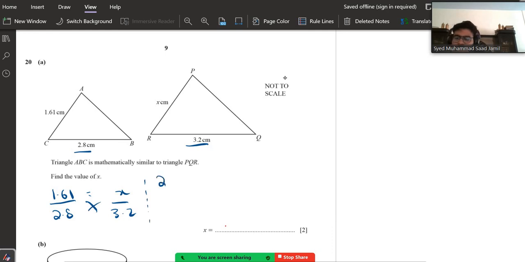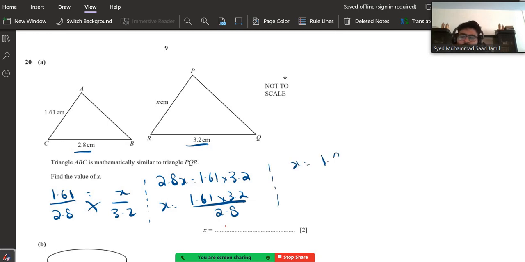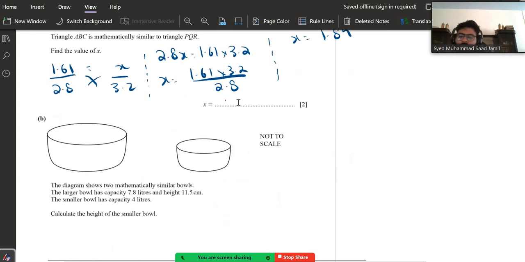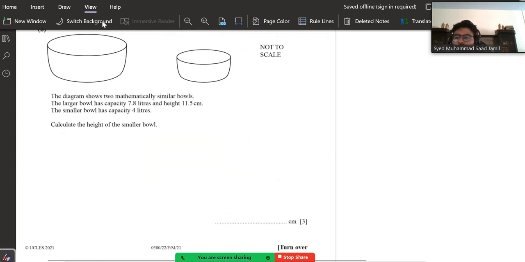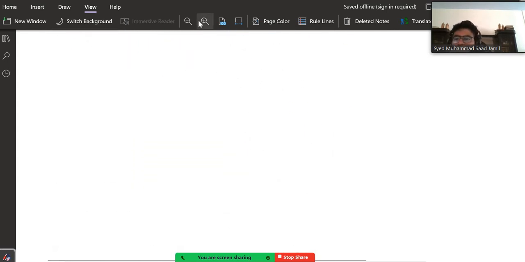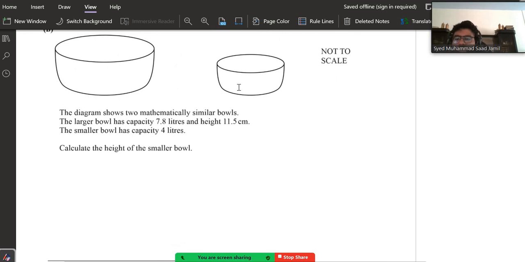So this turns out to be 2.8x is equal to 1.61 multiplied by 3.2. Alright. So x is equal to 1.61 multiplied by 3.2 divided by 2.8, which will give you an answer of x is equal to 1.84. Moving on to the next question, it says the diagram shows two mathematically similar bowls.